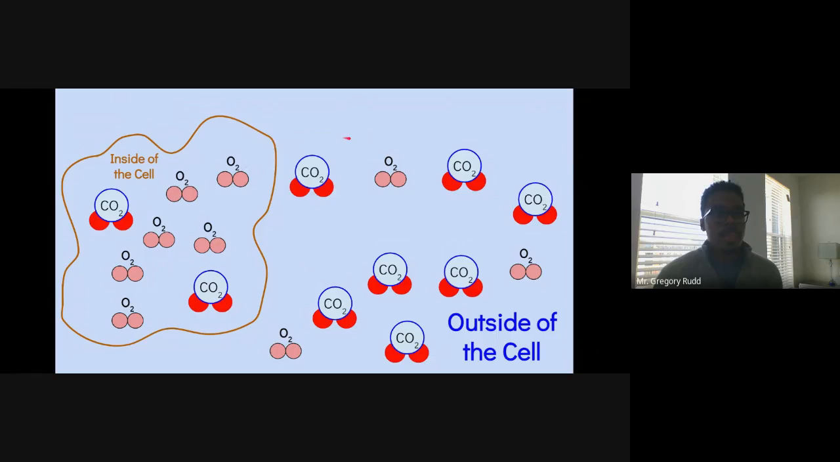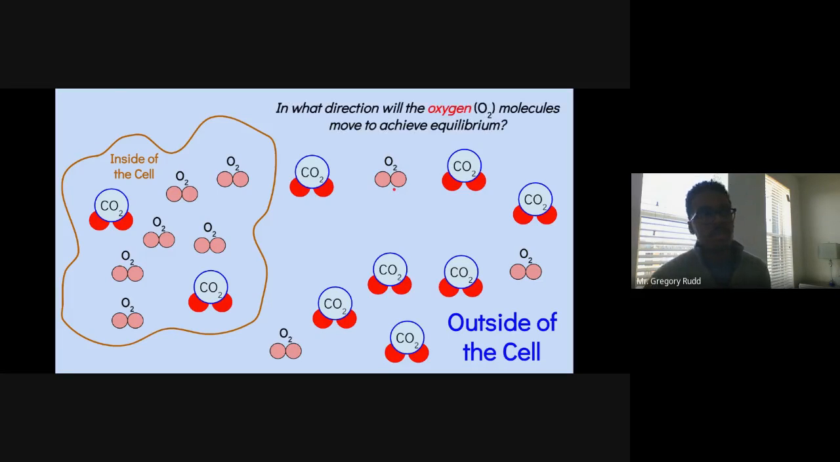Inside of the cell, we have 6 molecules of oxygen gas, but outside of the cell, we only have 3. Inside of the cell, we've got 2 molecules of carbon dioxide gas, and outside of the cell, we have 7. So there's a concentration gradient here. There's an unequal amount. So my first question, in order to achieve equilibrium, in what direction will the oxygen molecules move? If they're trying to achieve equilibrium, will they move into the cell or will they move out of the cell?